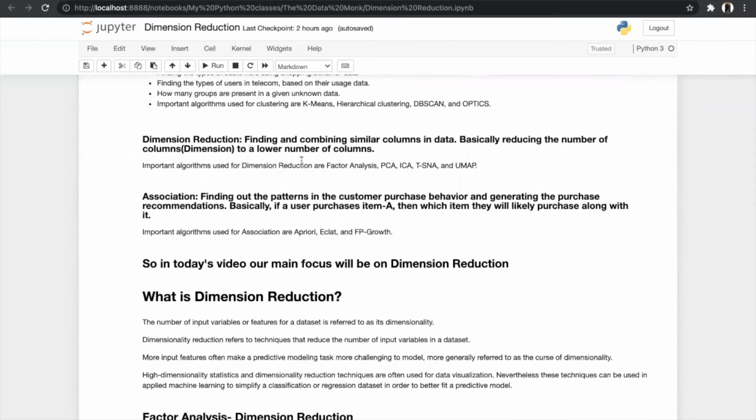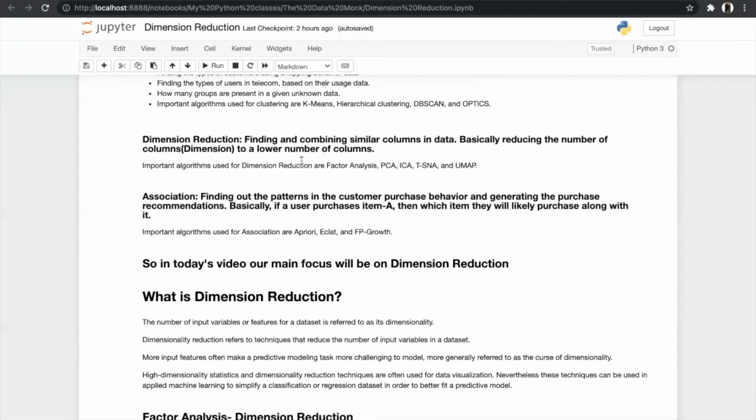For the definition of dimension reduction, first we will see what we mean by dimension or dimensionality. The number of input variables or features in our dataset is referred to as dimensionality or dimension. Dimensionality reduction refers to a technique that reduces the number of input variables in a dataset. More input features often make a predictive modeling task more challenging for models. This is also known as the curse of dimensionality.